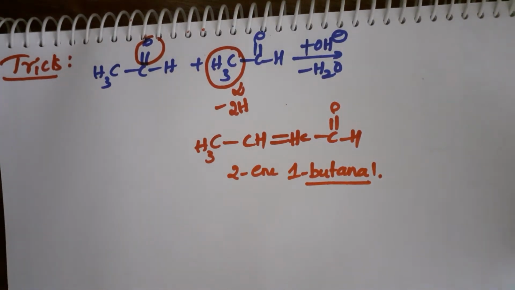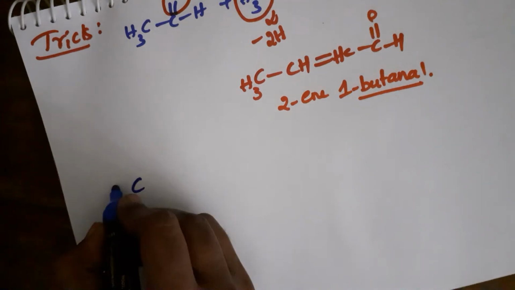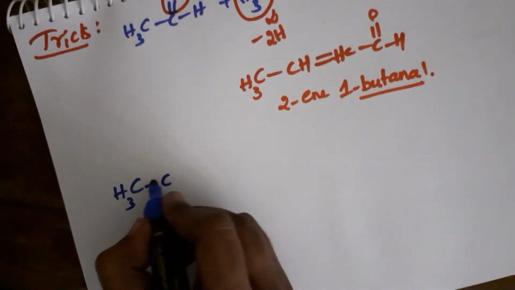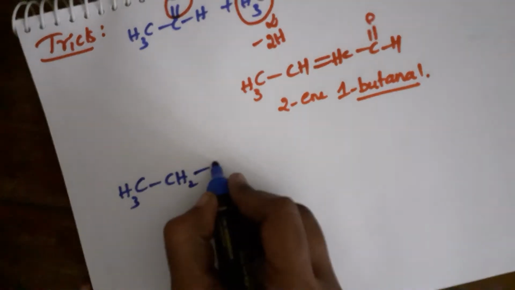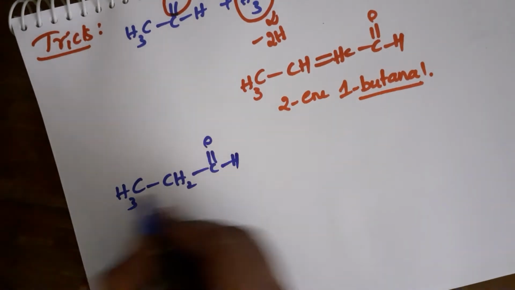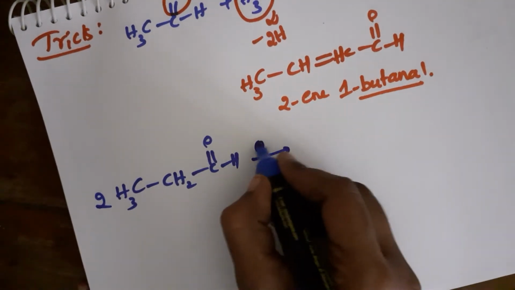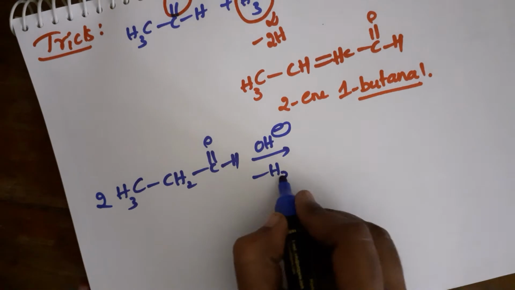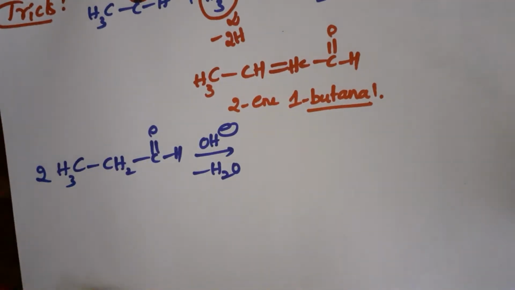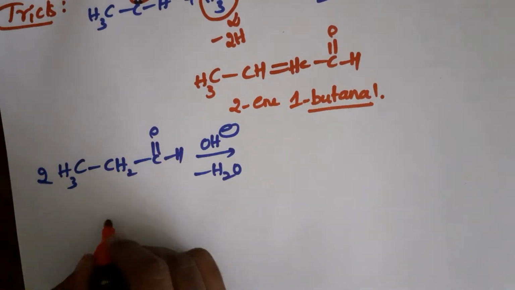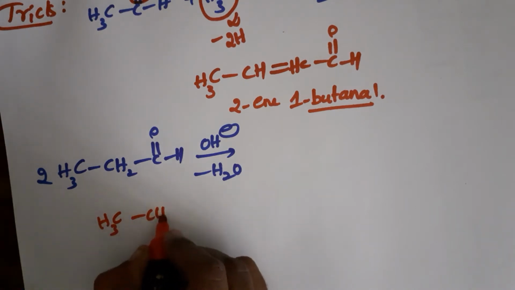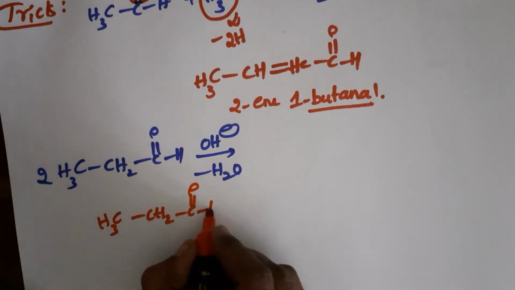We'll do another example. CH3, CH2, C double bond OH. What will be the product? After dehydration only I am telling. Okay, here, first write down the two reactants.